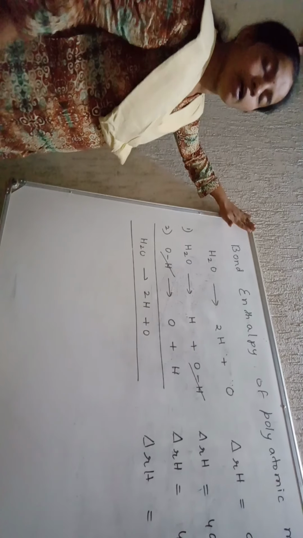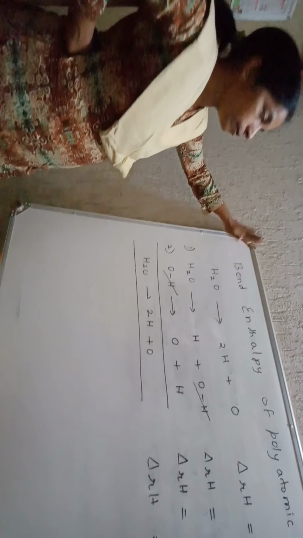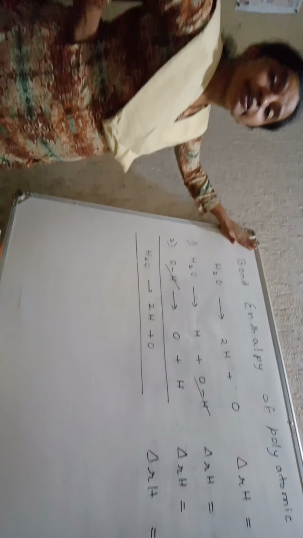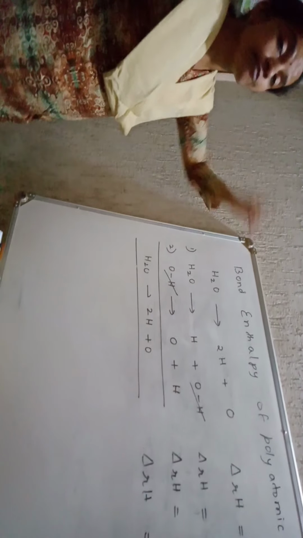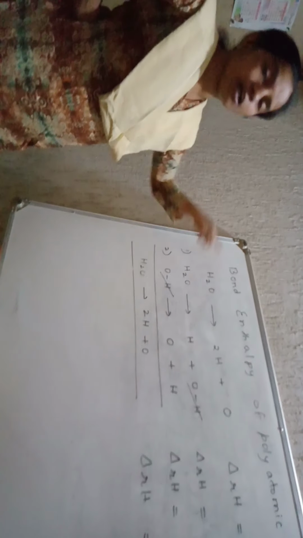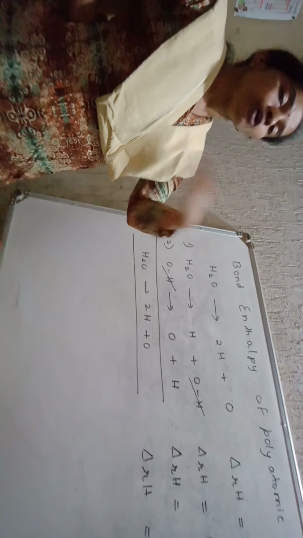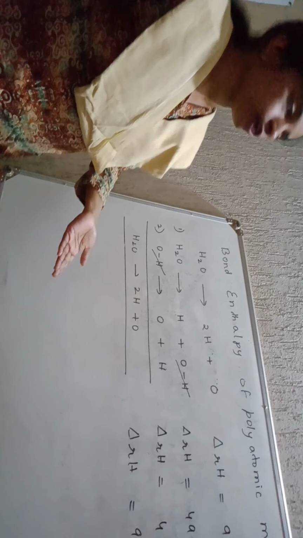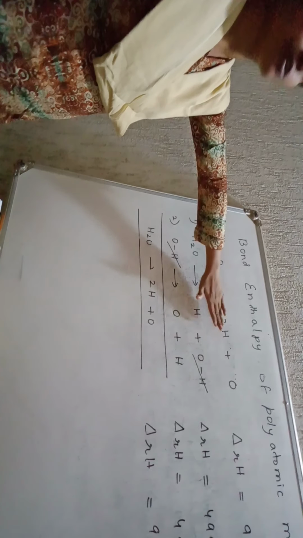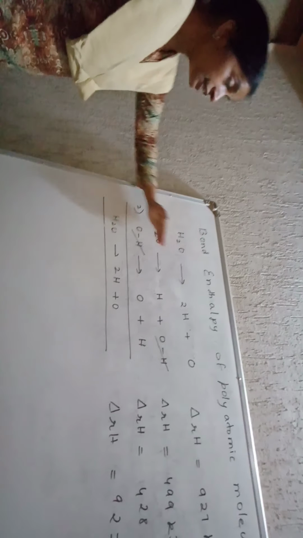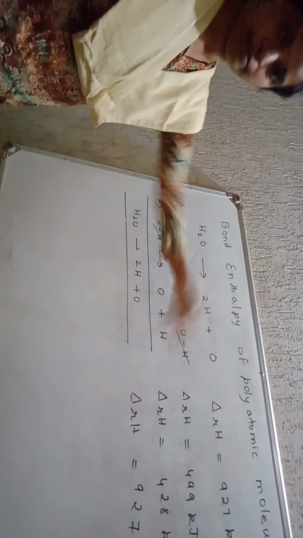What is the bond enthalpy of a polyatomic molecule? Bond enthalpy is the enthalpy change required to break a particular covalent bond in 1 mole of gaseous molecule into gaseous atoms or free radicals. For example, take water. Water dissociates into hydrogen and oxygen. How do we write this in bond enthalpy form? H2O gives H plus OH.